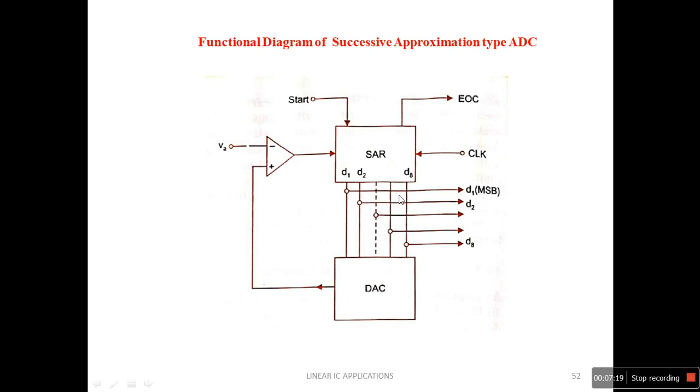So this process is repeated for all subsequent bits, D1, D2, D3, until all bit positions have been tested. So whenever the DAC output crosses the VA input voltage, the comparator changes state, and that can be taken as the end of conversion command.